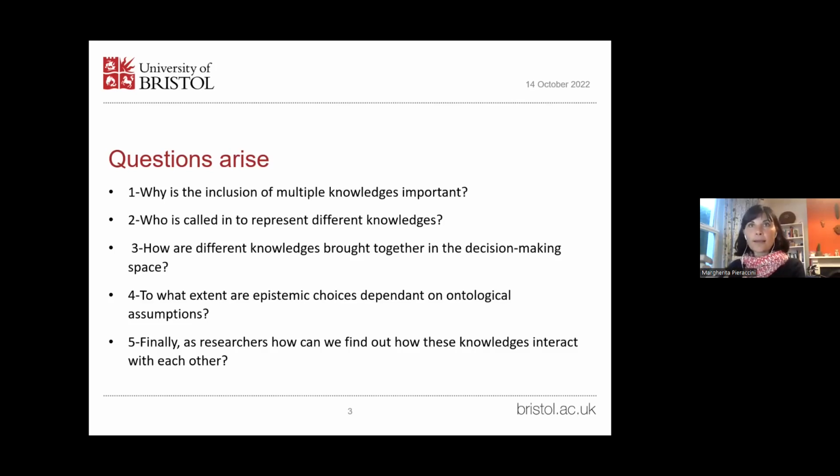I ask this question in relation to environmental law and decision making, but you could ask it in relation to you as a researcher, as what Juliette was talking about earlier. The other question is, who is called in to represent different knowledges? And how are these different knowledges brought together in the decision making space? And then the final two questions are, to what extent are epistemic choices dependent on particular ontological assumptions? And here is where we can make the link between epistemology and ontology. And finally, as researchers, how can we find out how these knowledges interact with one another? And here I want to finish off with a note on methods that we use in social sciences.